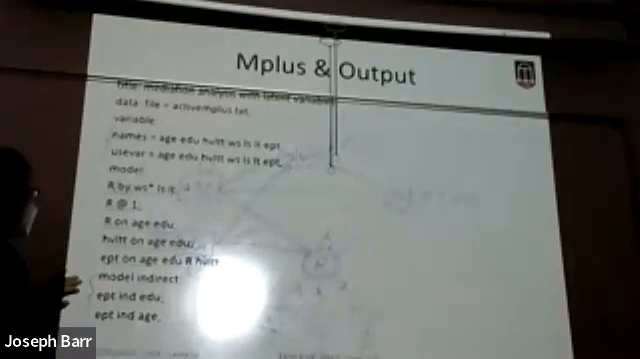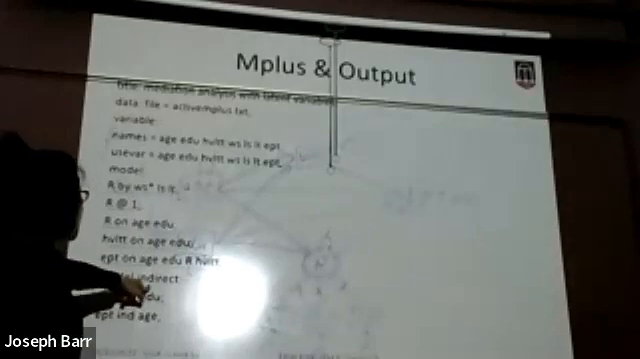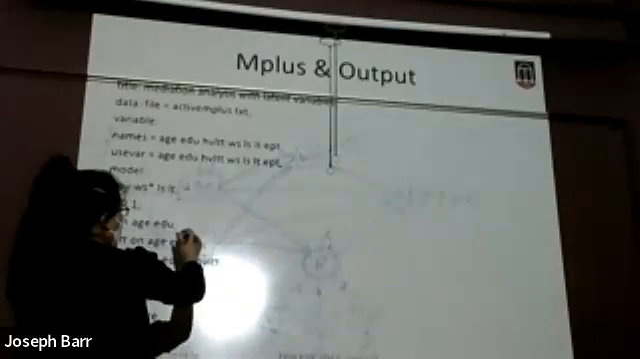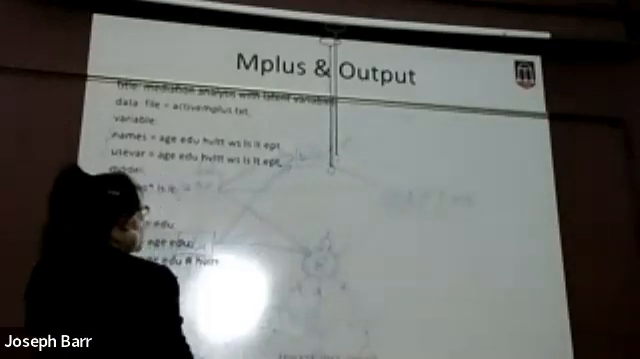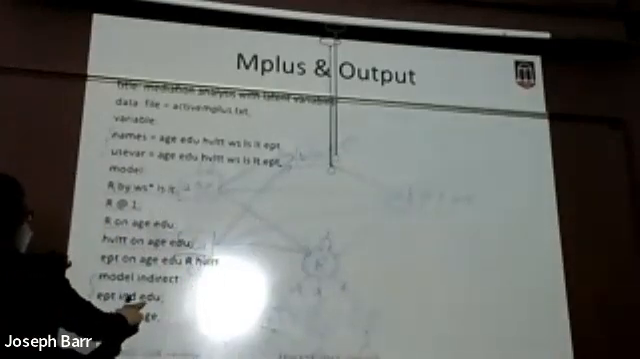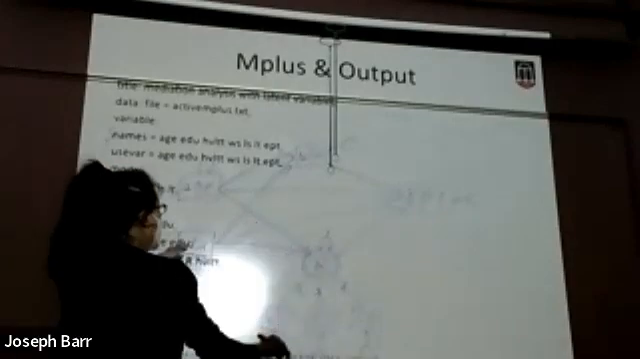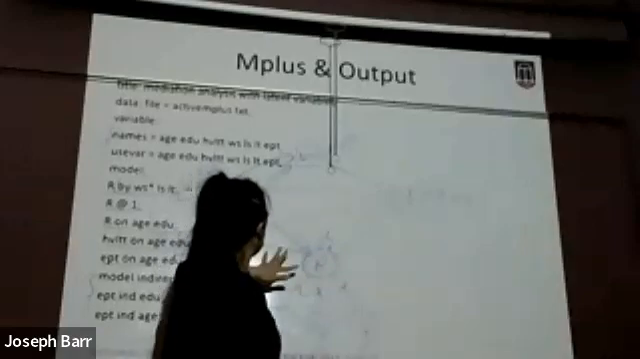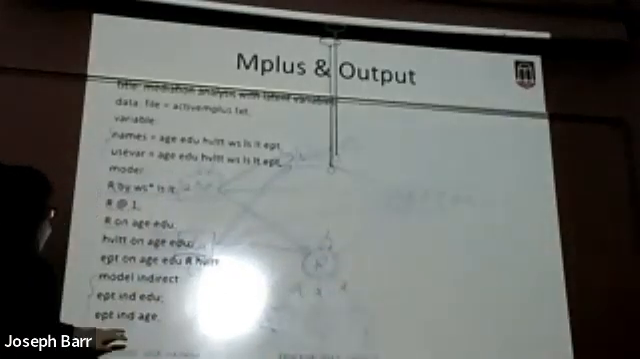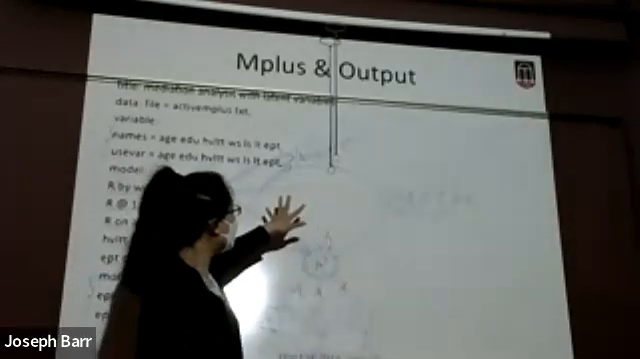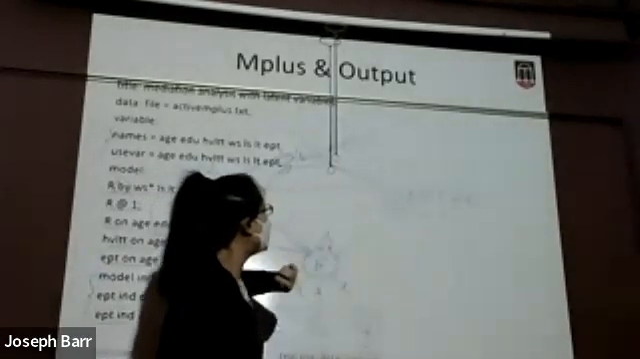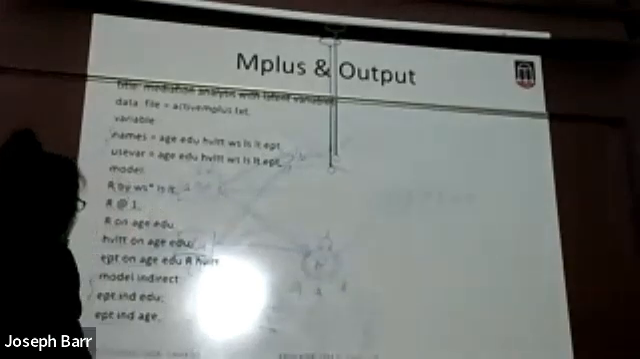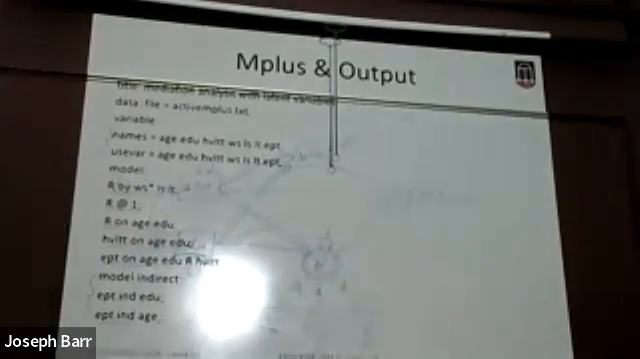And we have the mediation effects. Model indirect means we have the mediation effects. So EPT IND EDU: all the indirect effects from EDU to EPT will be reported. So we may have this path, we may have this path. We will repeat, and also EPT IND H: all indirect effects from H to EPT will be reported. So we may have this path or this path. This is the Mplus code.